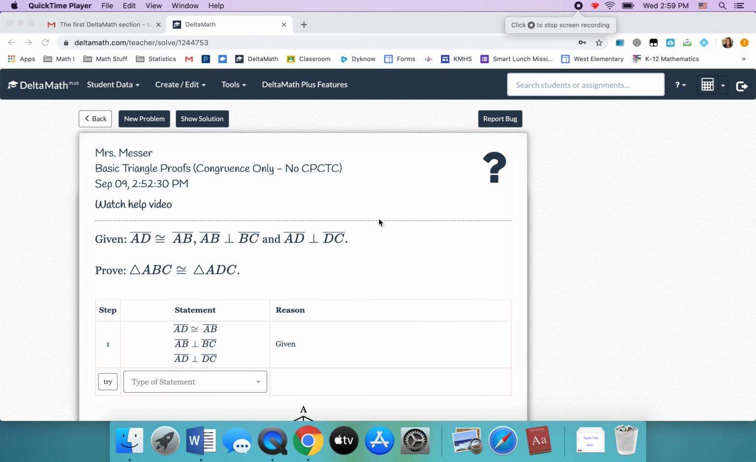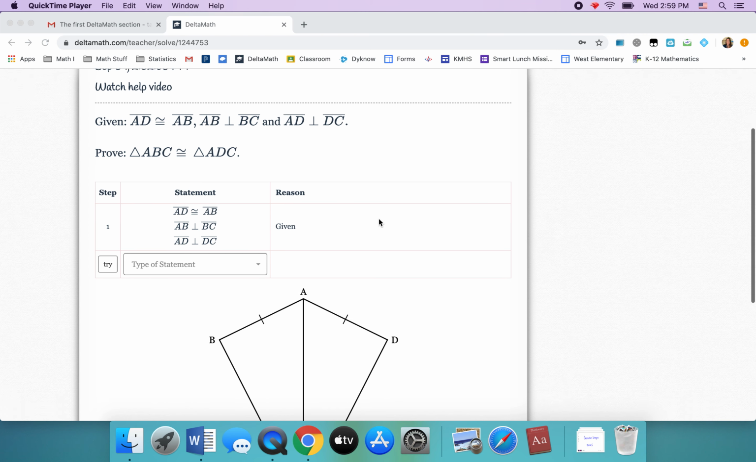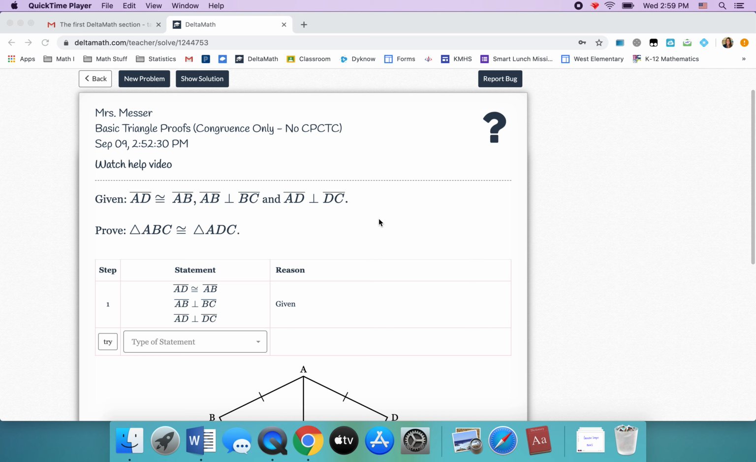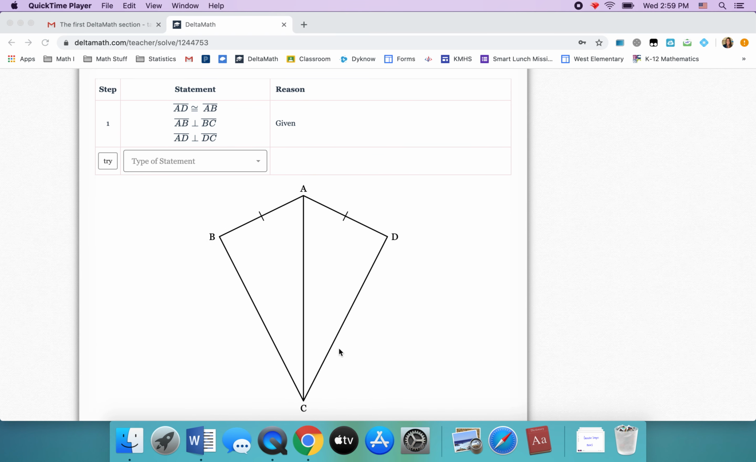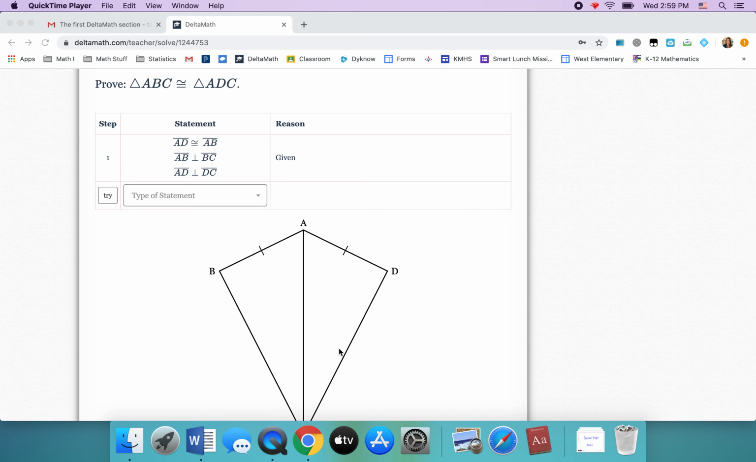On the DeltaMath assignment, the first section where you're having to do the proof, my recommendation is to copy this onto a blank sheet of paper. I have my tablet nearby, so I'm going to trace this onto my tablet, copy it rather. And then you're going to take your given statements and mark your picture accordingly.